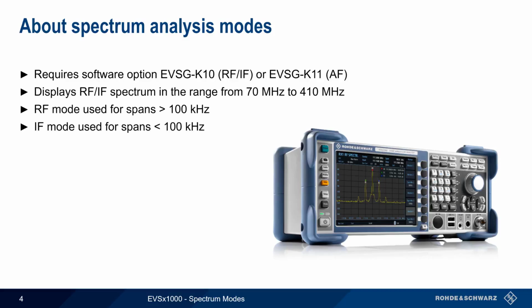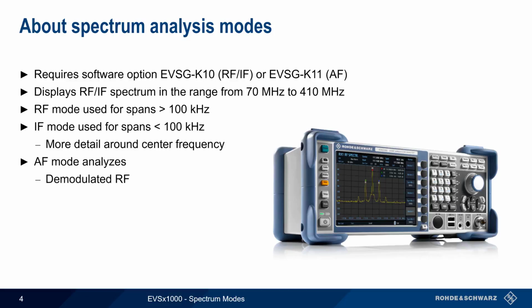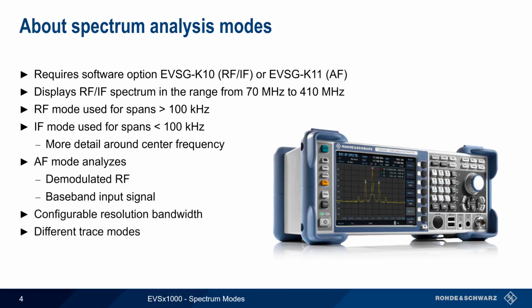IF mode has the same functionality as RF mode, but permits more detailed analysis of signals closer to the center frequency. Audio frequency, or AF analysis, can be used on either the demodulated RF signal or on a baseband or LF input signal. Resolution bandwidth is user-configurable, and different trace types such as clear write, average, and peak hold are available. The EVS also supports markers for both absolute as well as relative numerical measurements.